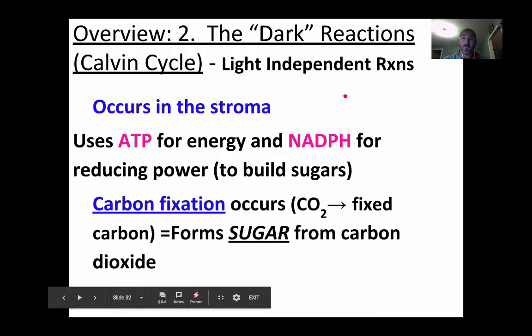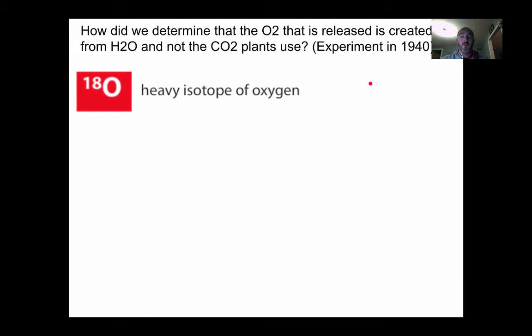So how did we figure out that the oxygen that's released is actually created from the water and not the carbon dioxide that plants use? This goes back to an experiment carried out around 1940, using an oxygen-18 isotope. An isotope is simply the same element, but with more or fewer neutrons. In this case, it has two more neutrons than typical oxygen.